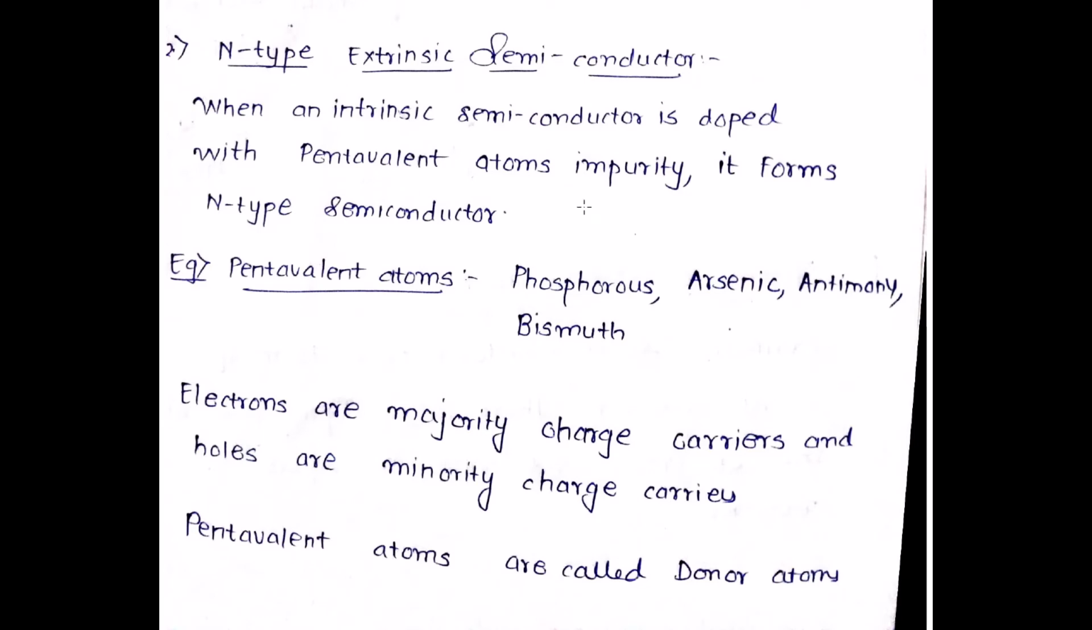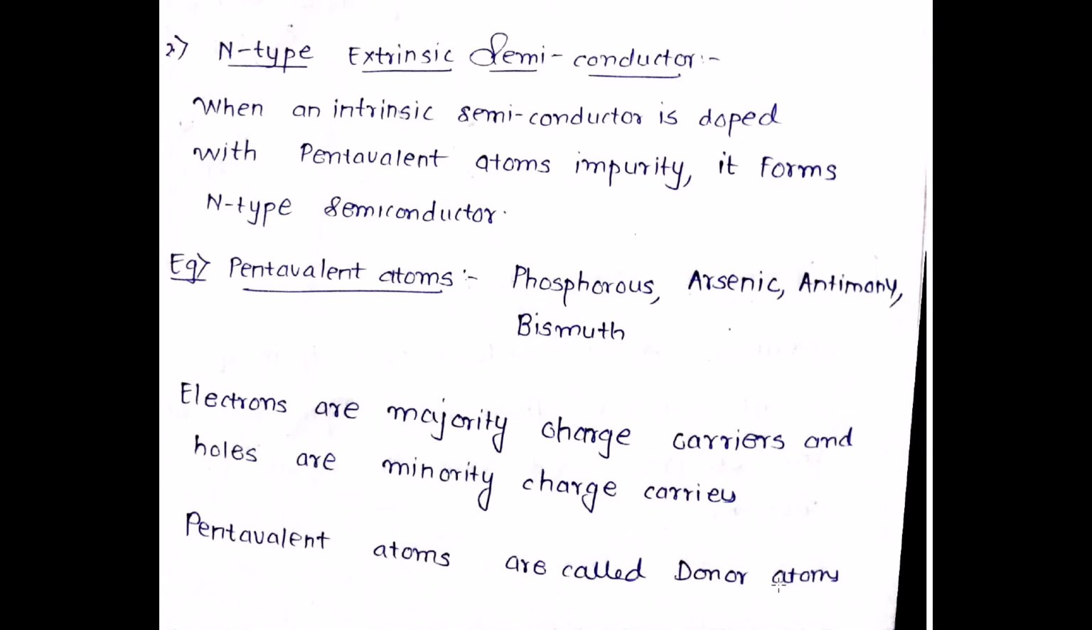The pentavalent atoms stand for phosphorus, arsenic, antimony and bismuth. So basically an N-type semiconductor has electrons as majority charge carriers and holes as minority charge carriers, and these pentavalent atoms are donor atoms.